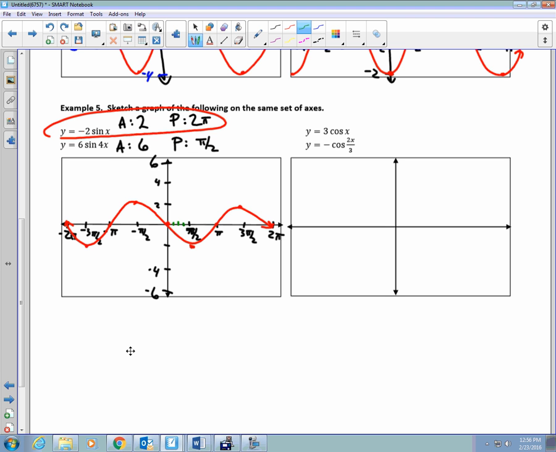Where's it going to start? 0, 0. And then it will start by going up to 6. And then 0, 0. And then negative 6. And then back to 0. So do you see within each tick mark, I need to complete a full cycle, don't I? So I'll draw it to the best of my ability.